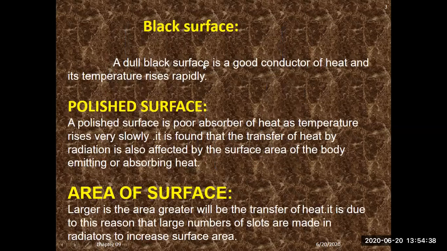So here is the black surface. The dull black surface is a good absorber of heat. Its temperature rises rapidly, as I have already discussed. The polished surface is a poor absorber of heat, as its temperature rises very slowly.